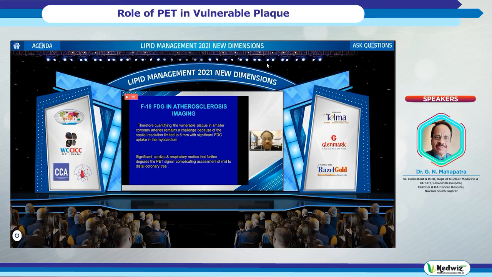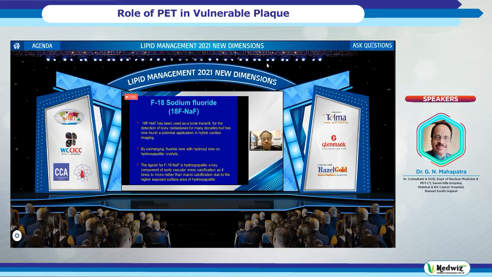So what is the next choice? The next choice is F18 sodium fluoride. 18F sodium fluoride, you all know, has been used as a bone tracer for many decades for detection of bony metastases, but has now found potential application in hybrid cardiac imaging. How does it work? By exchanging fluoride ions with hydroxyl ions in the hydroxyapatite crystal. So the ligand of F18 sodium fluoride is a hydroxyapatite component. So where early vascular microcalcification occurs, they are tagged with F18 sodium fluoride.